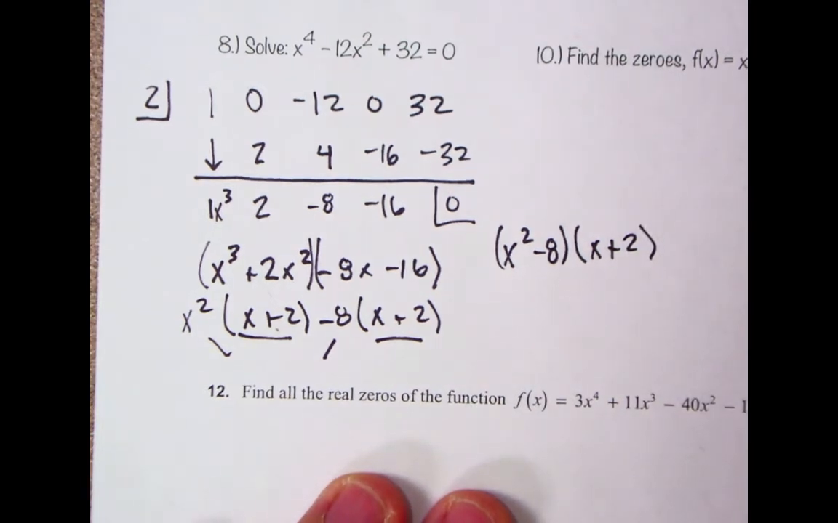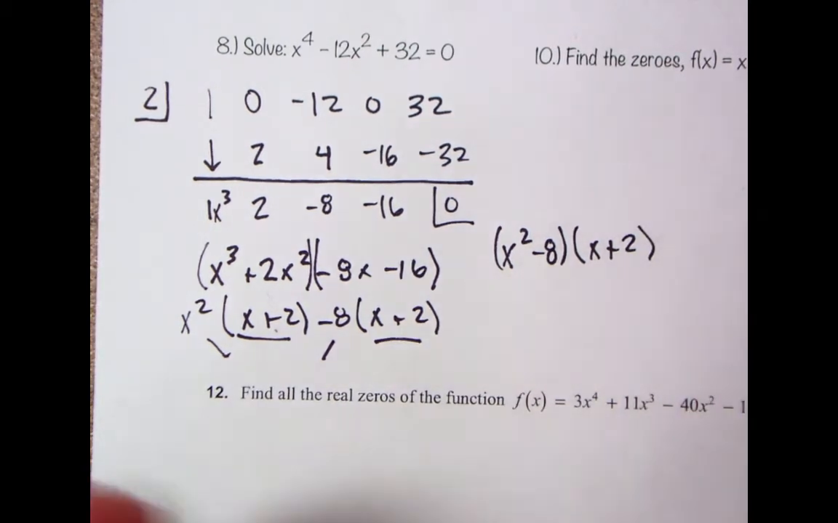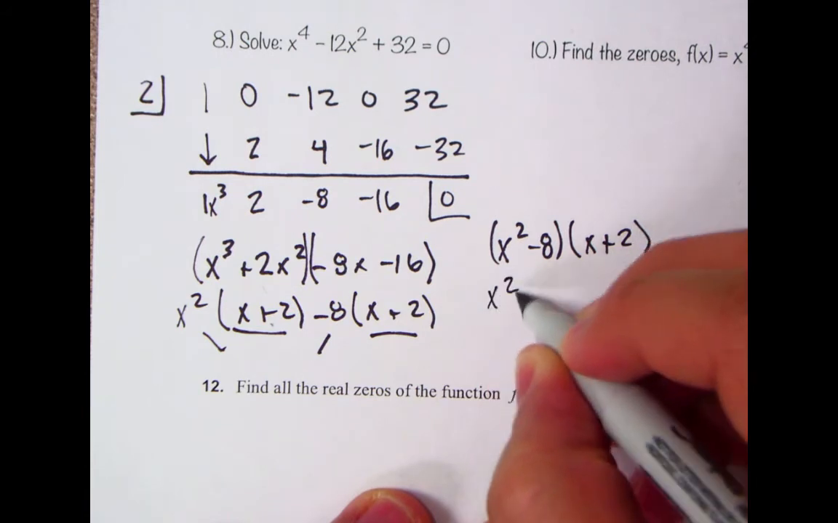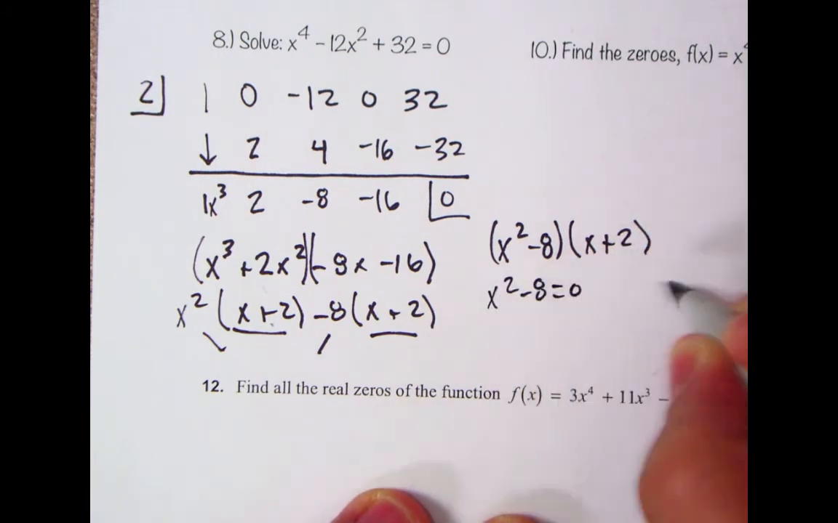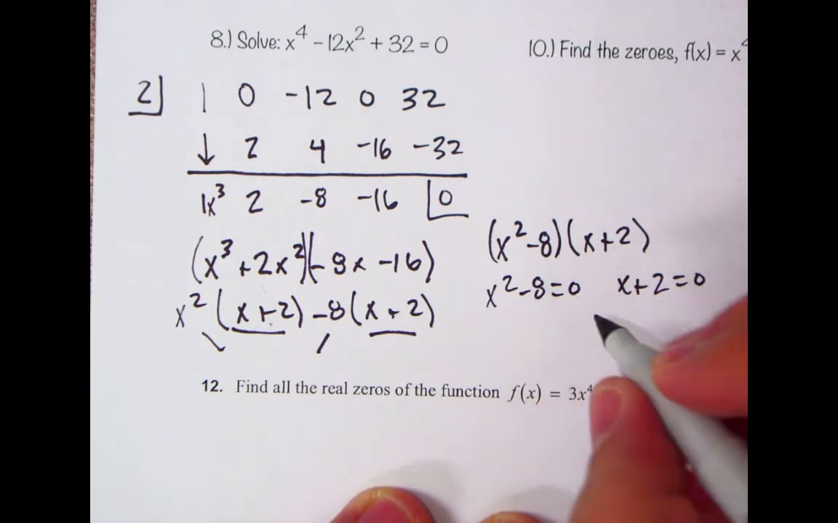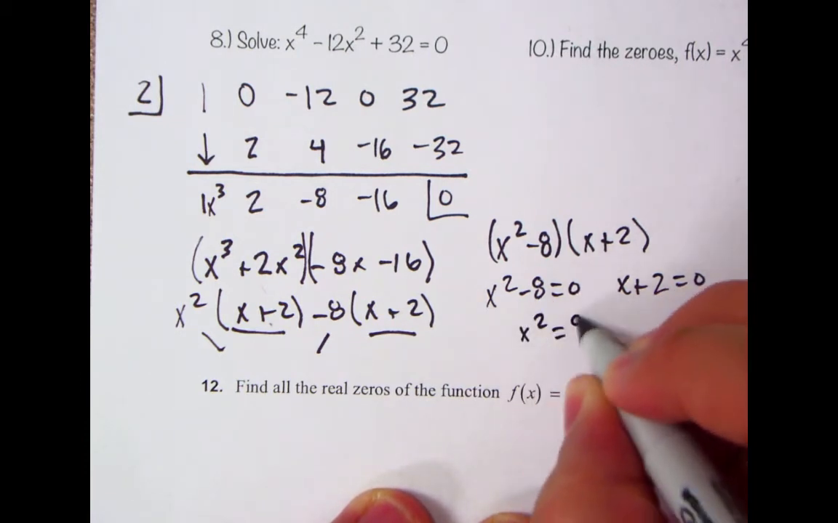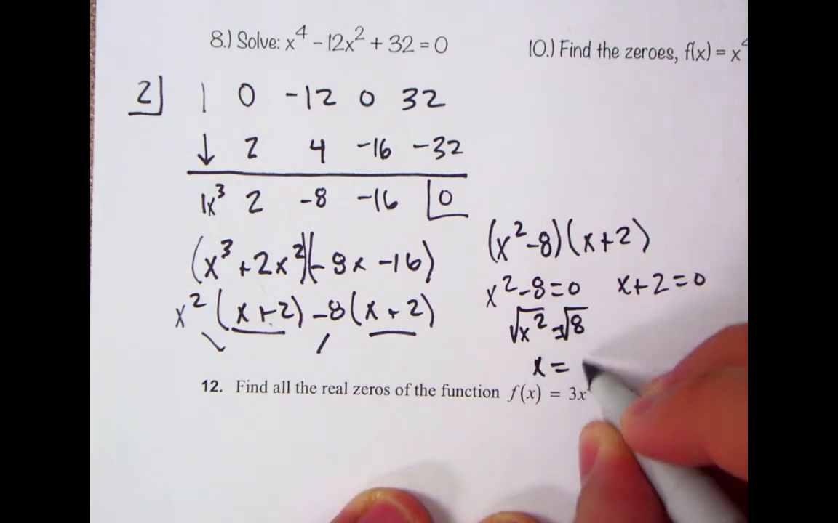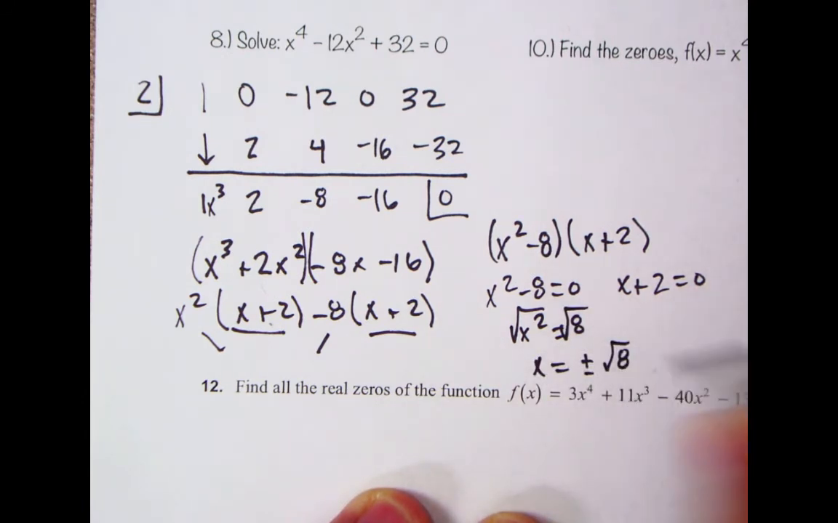Now I'm not quite done, because the goal here was to solve, right, to get answers. So I'm going to set each of these equal to 0. X squared minus 8 equals 0, and x plus 2 equals 0. When I add the 8 over, I get x squared equals 8. So I square root both sides, and I get x equals plus or minus the square root of 8.